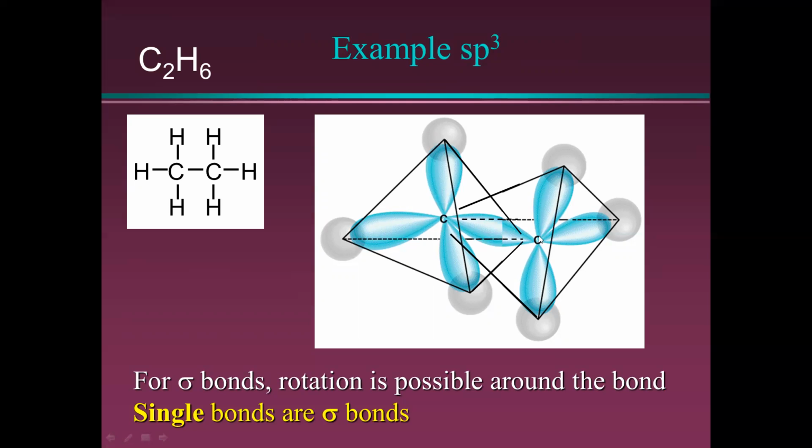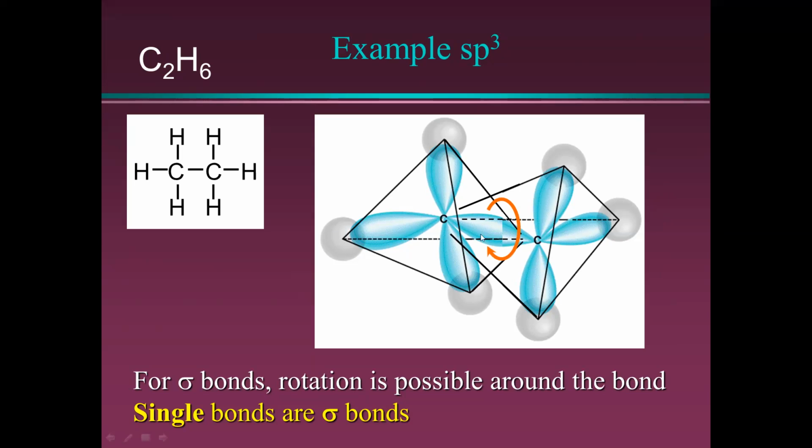So one thing I want to mention is for a sigma bond, the rotation is possible because even if you rotate this one that way, it still forms this bond. The bond is not broken. It's actually rotatable. So single bonds are sigma bonds. This is also a single bond. All single bonds are sigma bonds. It's a simple way to memorize it.